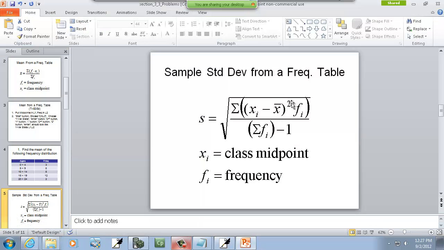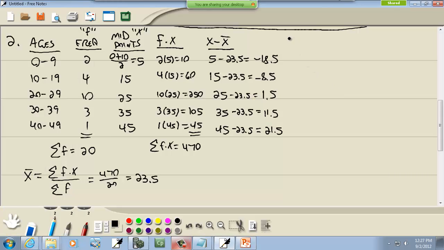Well, now we want it squared. So I'm going to have a column. Some people put this all in one column, and that's kind of up to you, but where I'm going to square these, I like to build a piece at a time. So I got negative 18.5 squared, negative 8.5 squared, 1.5 squared, 11.5 squared, and 21.5 squared.